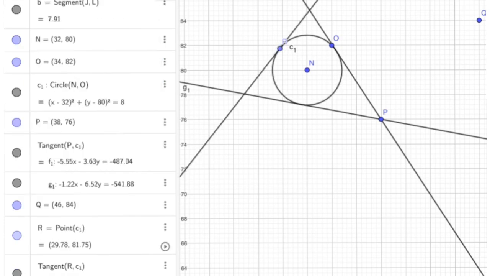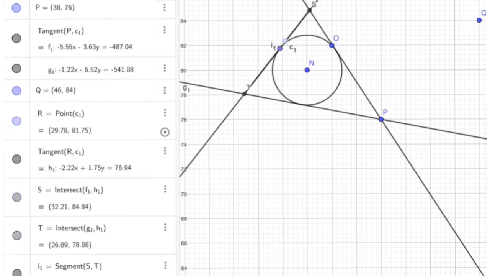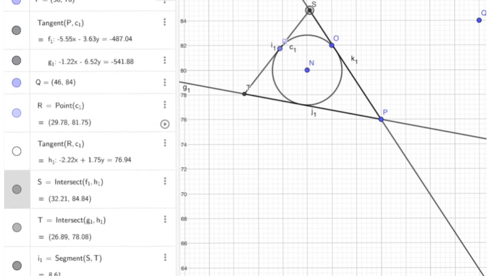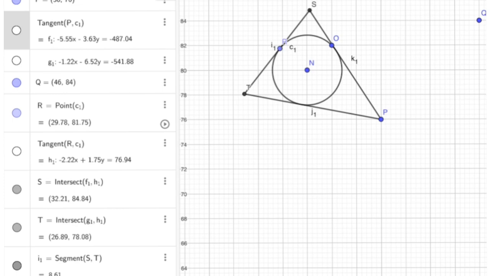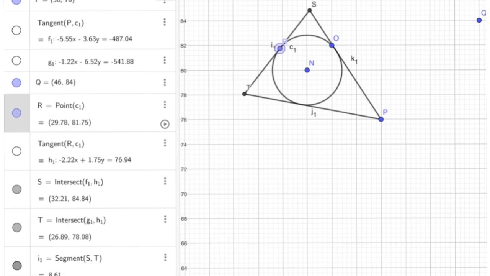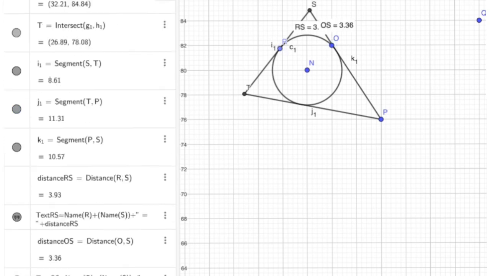And as you can see, we were able to form something already. So I'll go with the segments so that we can hide the lines. And as you can see, the circle is inside a triangle. With this, it's actually easy to get the measurements because it's an application of corollary 1, if you want to point that out. So this should be 3.93 also.